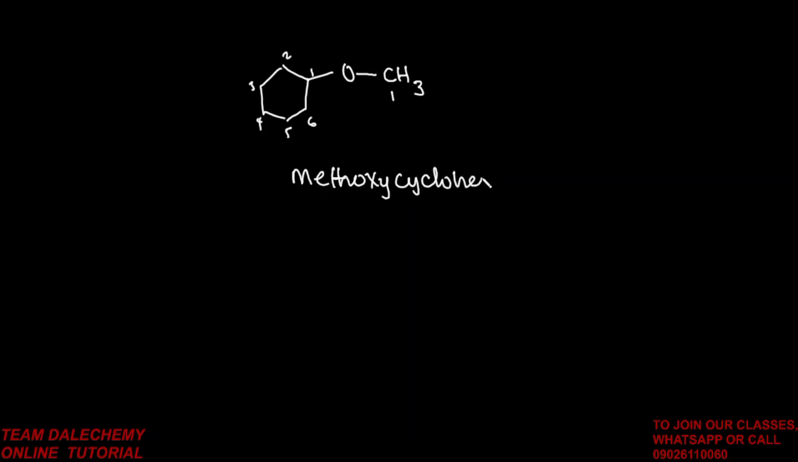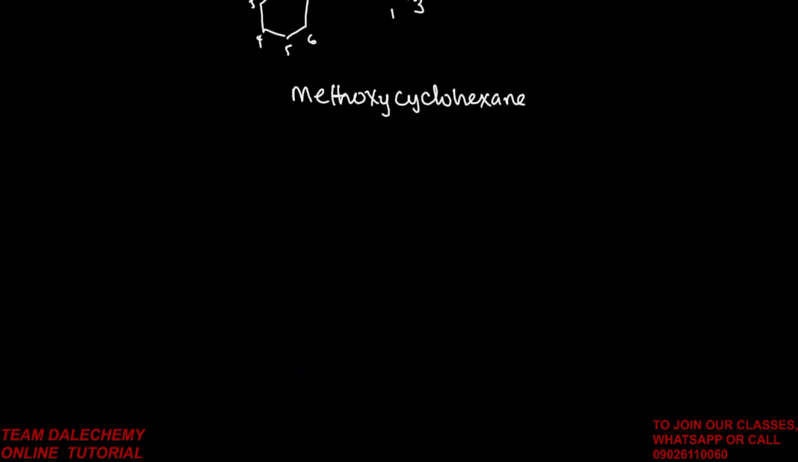Let's look at the other example we talked about. We have this oxygen and methyl. This has 6 carbons, 1 2 3 4 5 6, and this has just 1 carbon. So this becomes the parent alkane, cyclohexane, and then you treat the other as the substituent, which is the alkoxy group. So this becomes methoxycyclohexane.